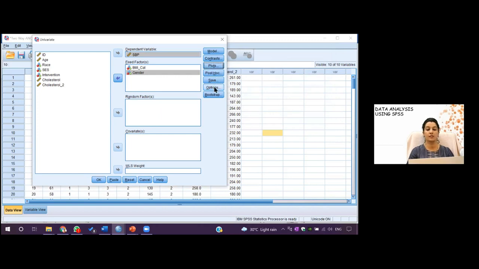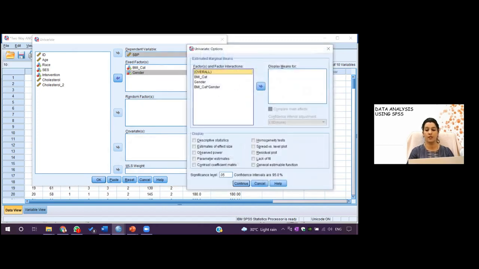Now coming to Options. In Options, I want to see this. Can you see this variable BMI cat, there's a star and gender? So this tells you about the interaction. I just want to check first whether there is any significant interaction or not. And then I will move this, and then I will see the descriptive and homogeneity of this significance along with this p-value. I'll press Continue.